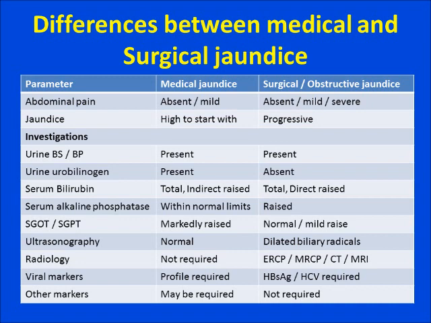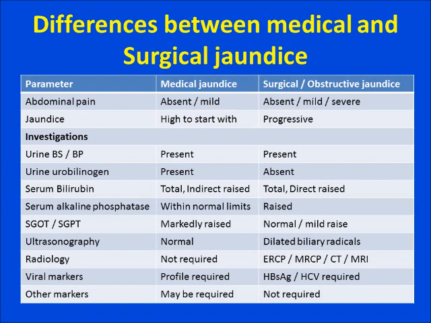Serum bilirubin levels, the total bilirubin levels are raised. Indirect is raised in medical jaundice, the direct is raised in surgical jaundice. Serum alkaline phosphatase generally remains within normal limits in medical jaundice, whereas it is raised in surgical jaundice.